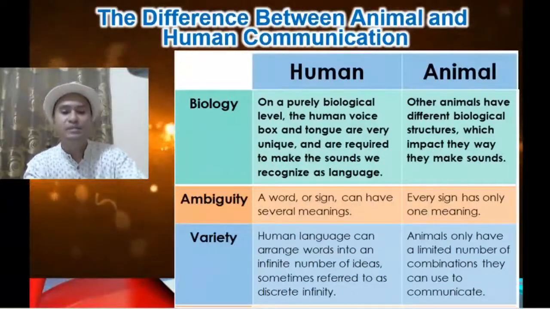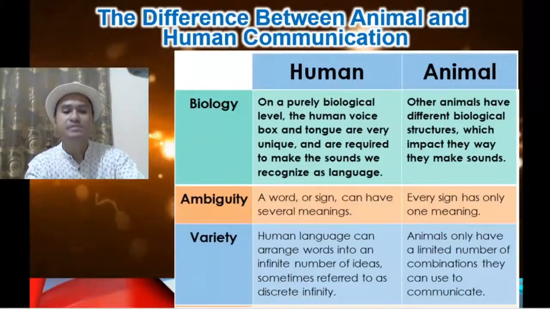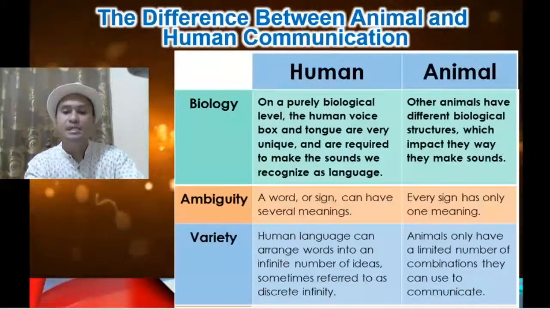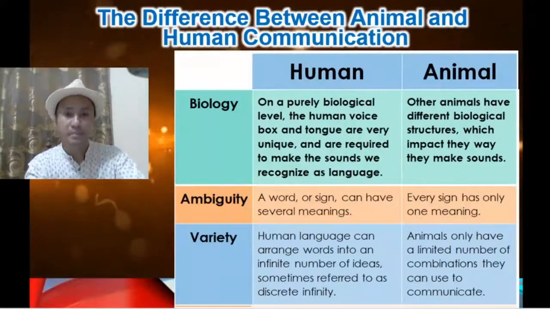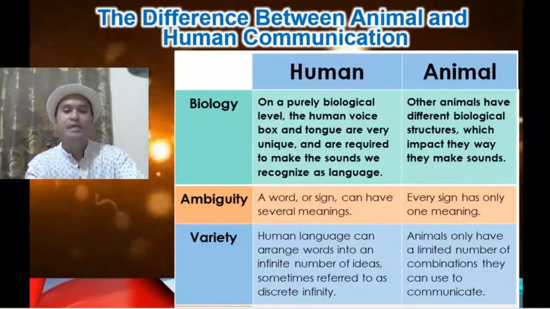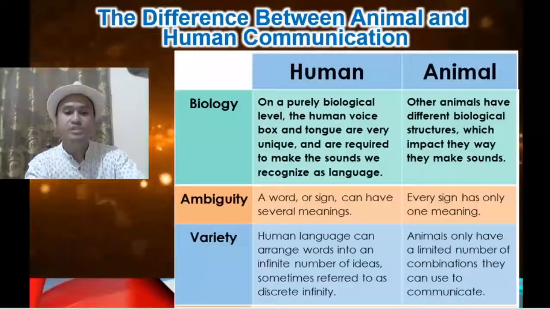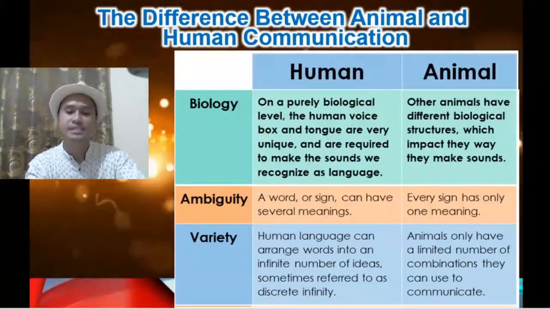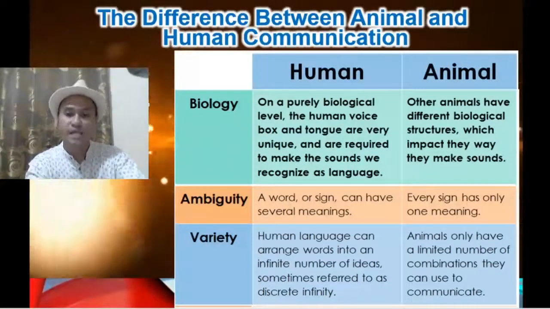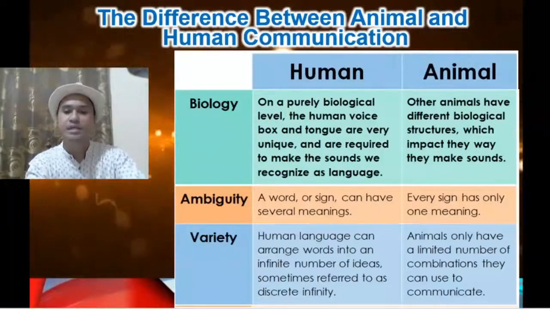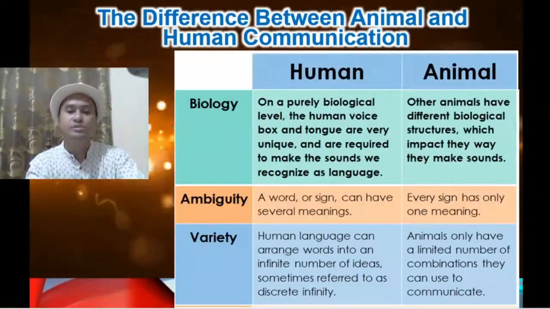And talking about ambiguity, for us humans, a word or sign can have several meanings. And yes, we know that. And for animals, every sign has only one meaning. And when it comes to variety, human language can arrange words into an infinite number of ideas, sometimes referred to as discrete infinity, while animals only have a limited number of combinations that they can use to communicate.